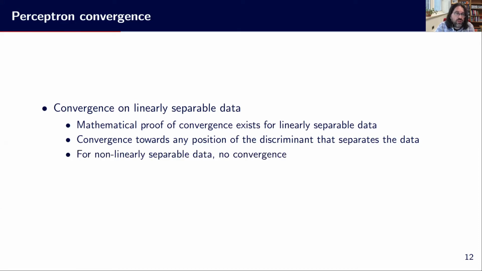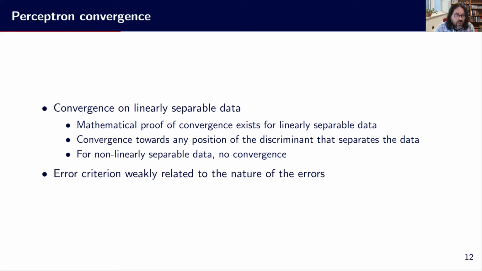However, for non-linearly separable data, which is the case for most real-world problems, there is no convergence. The perceptron is unable to deal with them. It is unable to correctly classify, or even to learn something that will work well. So it is diverging on that.